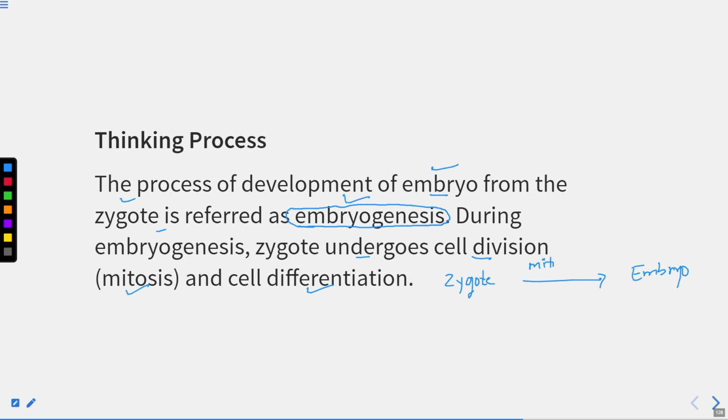And here what is happening? First, mitosis. Okay, so mitosis is happening here, which leads to the cell division. And then another process is happening, cell differentiation. Okay, and with the help of cell differentiation, what happens? The cells acquire specific functions. So cell differentiation is also very important.